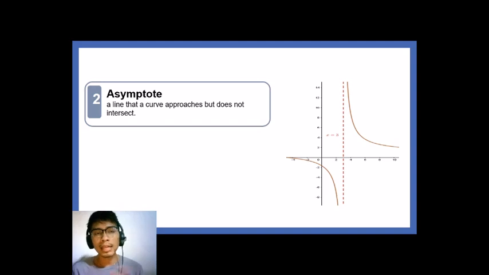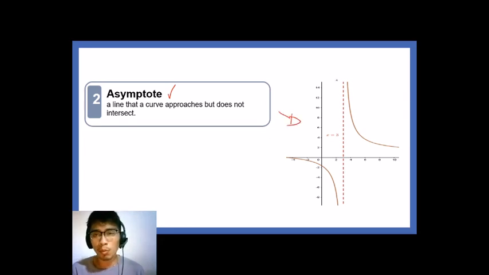Okay, the second representation is through graph. An important characteristic of our rational function is what you call the asymptote. What is an asymptote? Asymptote is the line that a curve approaches but does not intersect. It is an imaginary line in your rational function where the rational function keeps on approaching but never touches. So look at this graph here.